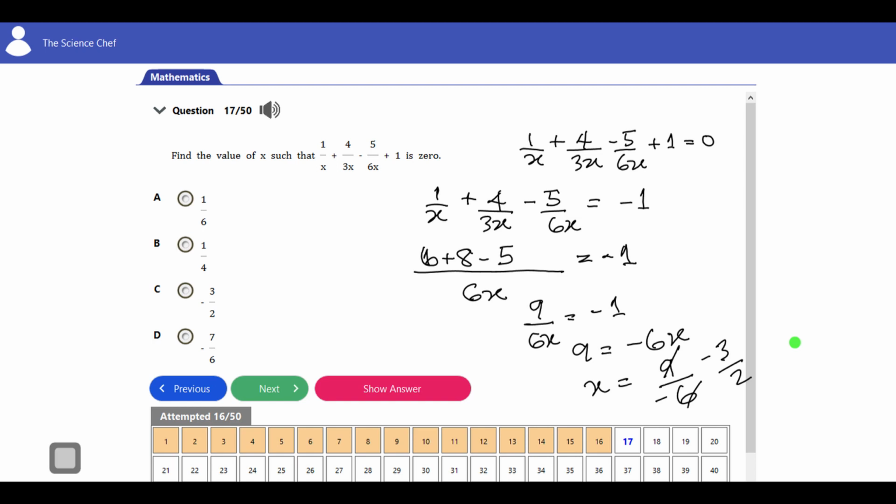Good. So you now substitute minus 3 over 2 into this equation. You find out that you will get what? 0. So the answer is option C, minus 3 over 2.